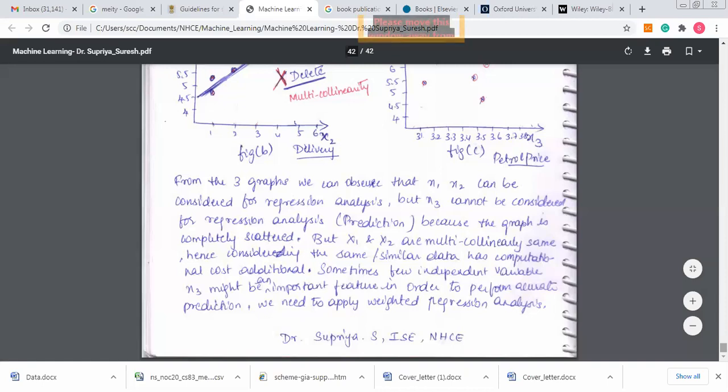If I consider the same thing in the case of supervised or unsupervised clustering, maybe it has a lot of implication. We don't know. Even there we get a lot of scattered data, so we will try to group them into clusters, or we will try to find some similarities between them. That will also have an impact. So we need to apply weighted regression analysis. In order to check all of these criteria, what happens if I remove some of the data which is multicollinearly the same? Or if I remove some of the data which is scattered, what will happen?